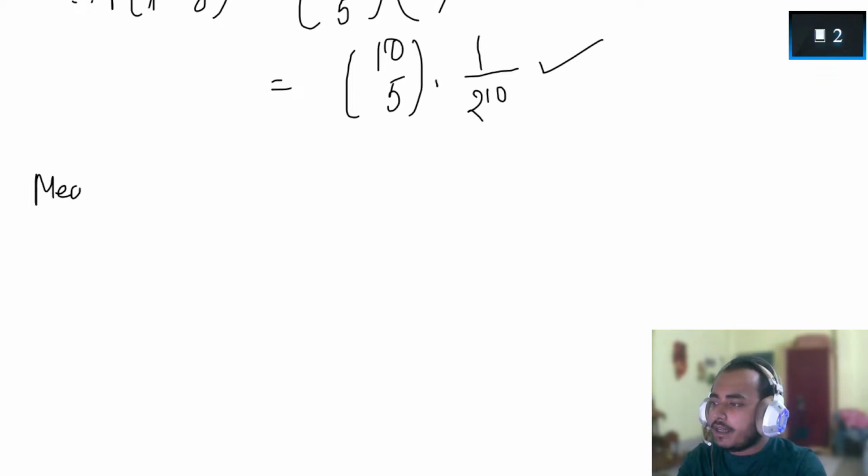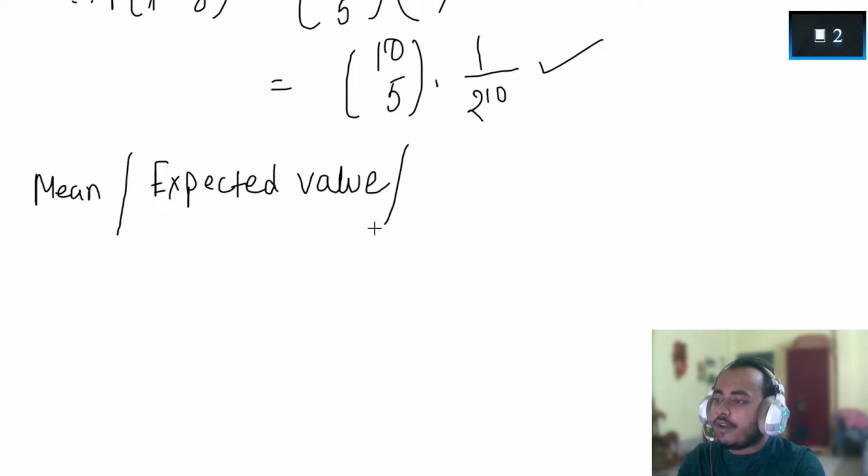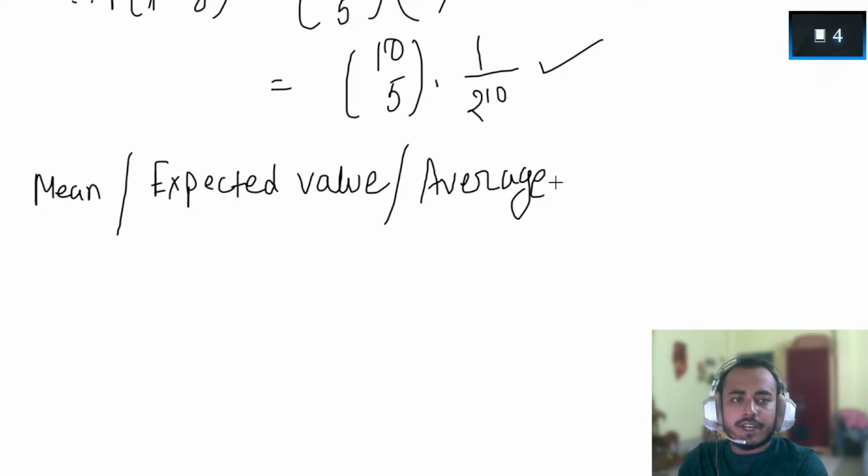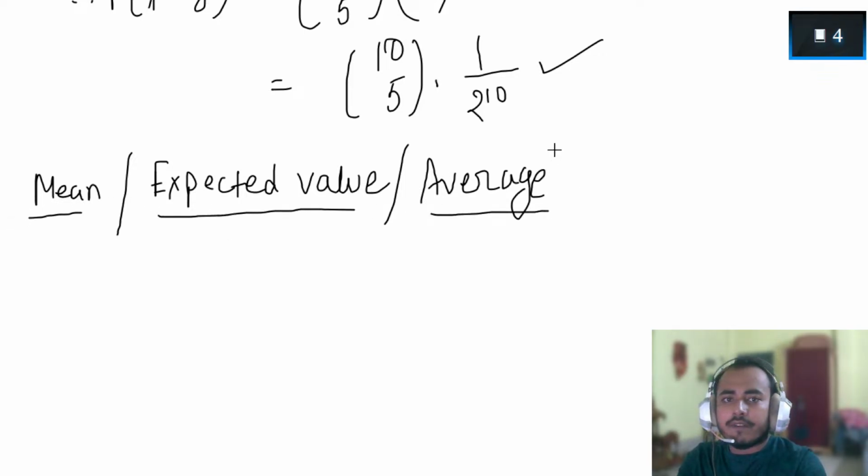So mean, or you can call it expected value, or you can call it the average. All these three terms mean the same thing. So these are the same things. All of these are the same things. Okay. And what is this?